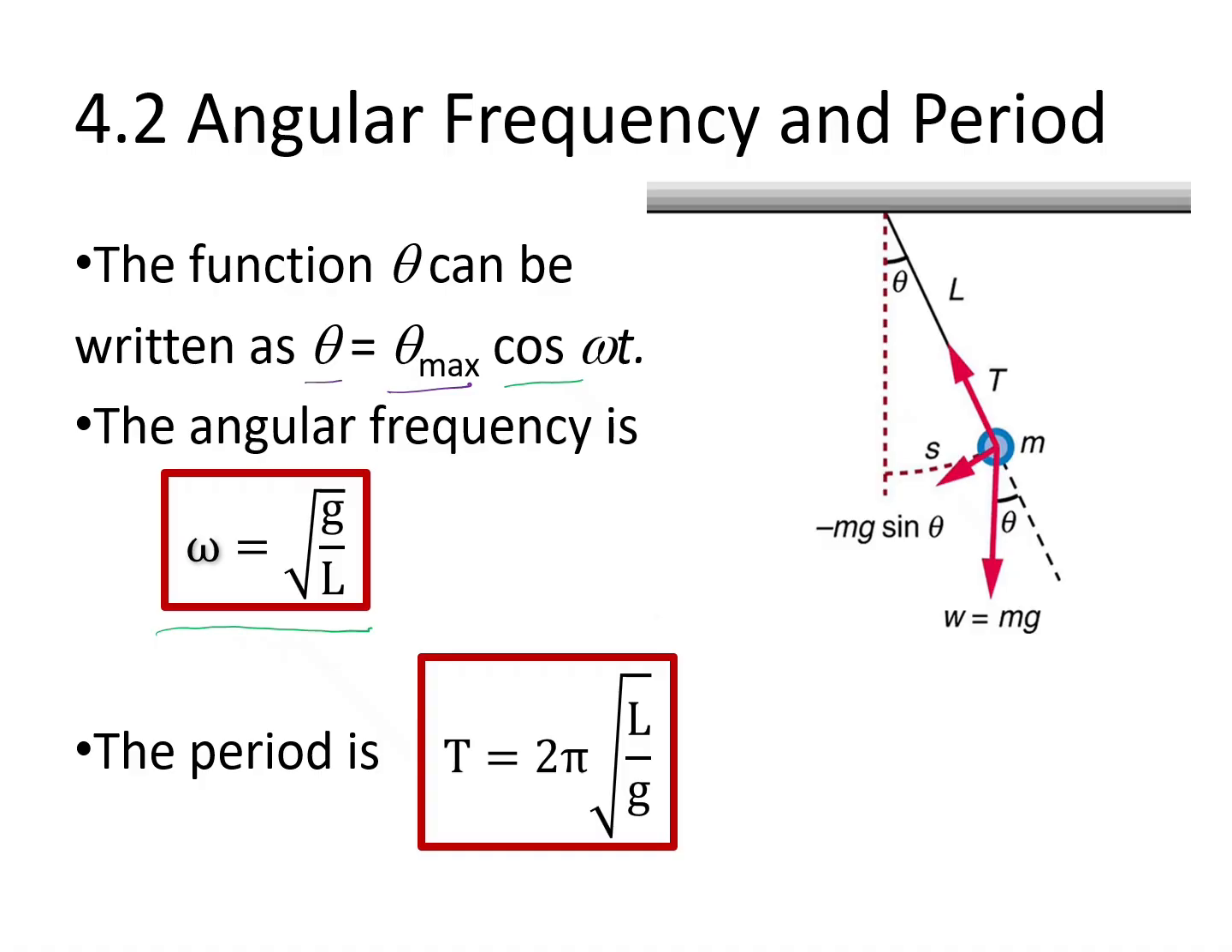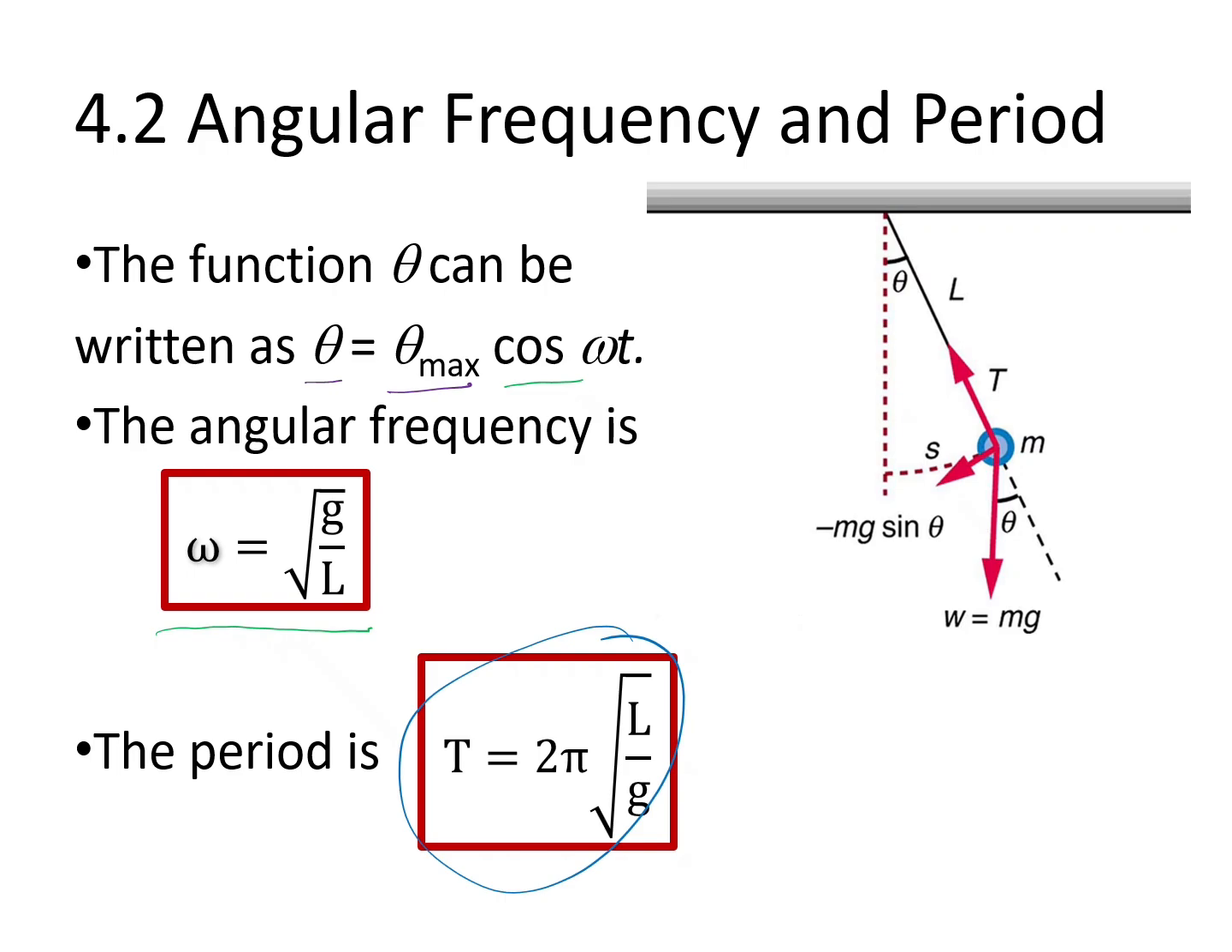The period is the time for one complete cycle. For a simple pendulum, the period is 2 pi times the square root of length divided by gravitational acceleration. This equation is one of the most important results for a simple pendulum.